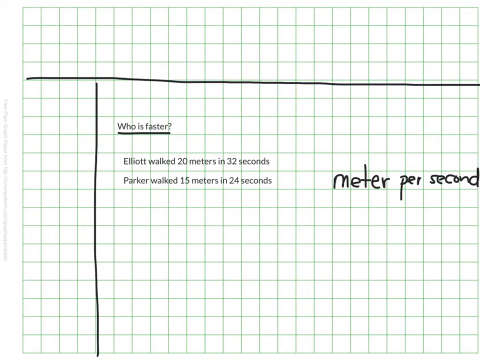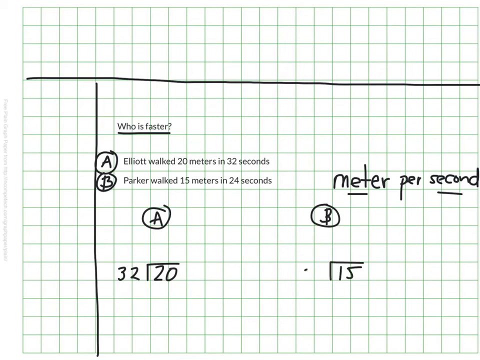And by doing so, that means we want to divide their meters by how long they went, right? How many seconds they took to do it. So for Elliot, that means we need to divide his 20 meters by 32 seconds. And for Parker, that means we need to divide his 15 meters by 24 seconds to figure out how far they went in 1 second.